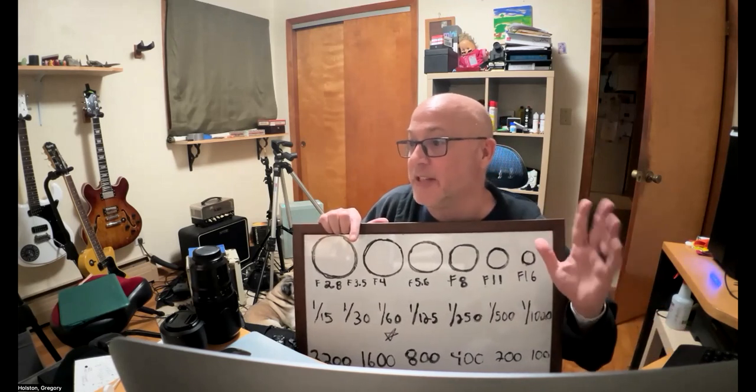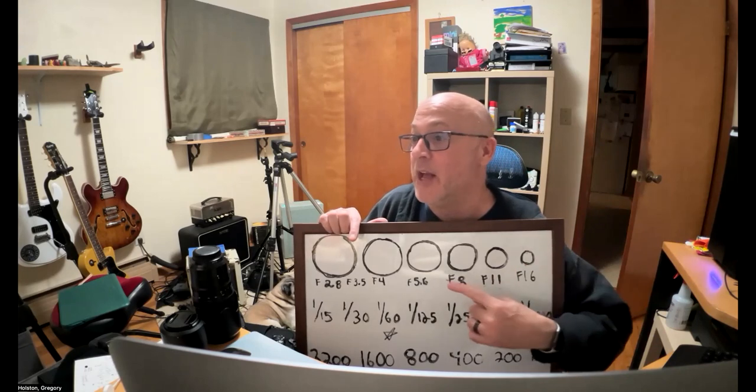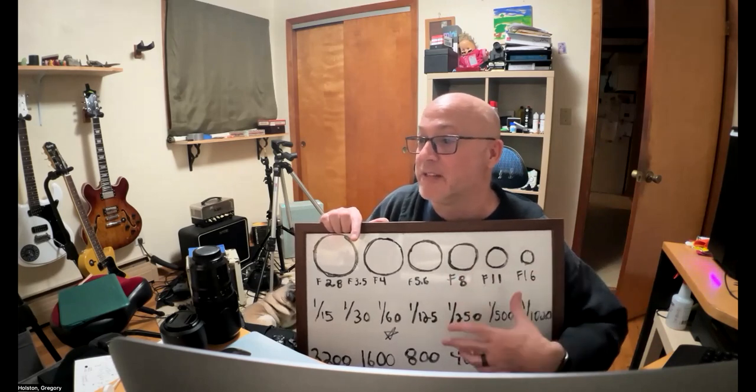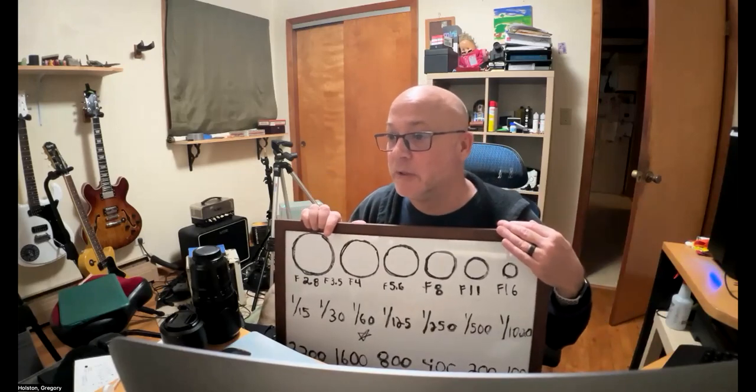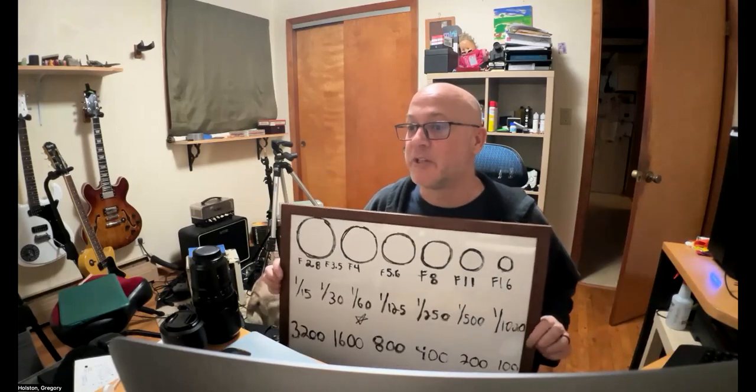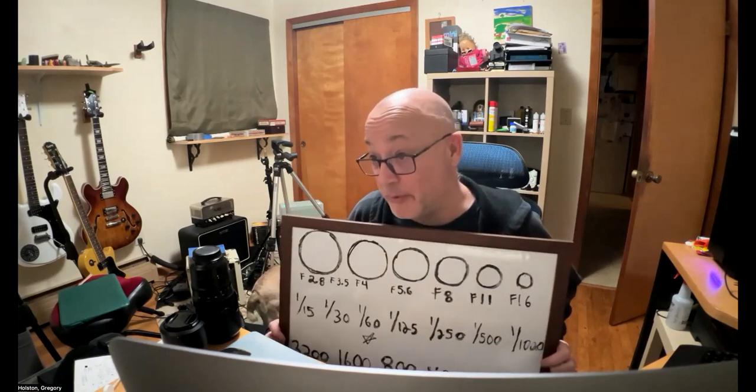But the exercise and the learning process is that you have to balance these. When we talk about the exposure triangle, it's aperture, shutter speed, and ISO. But let's be real here.